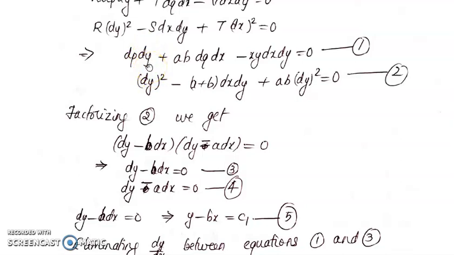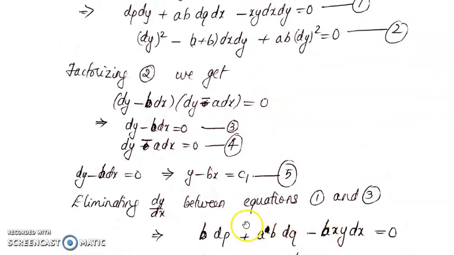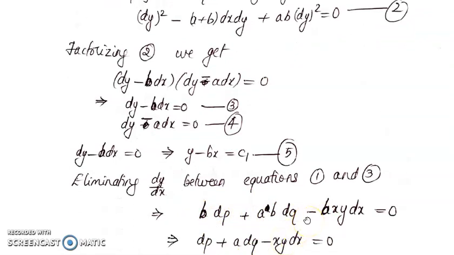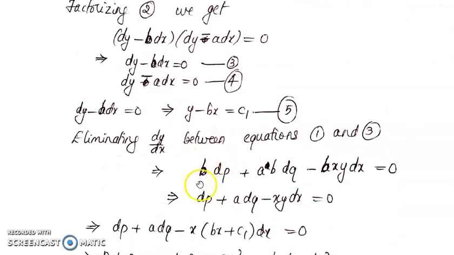So we get b dp. In the second term, ab dq comes, and in the third term we replace dy by dx by b, so minus xy b dx comes. So that will be this equation: b dp plus ab dq minus b xy dx is equal to 0. Here b is common in all the terms. So that will give us dp plus a dq minus xy dx equal to 0.